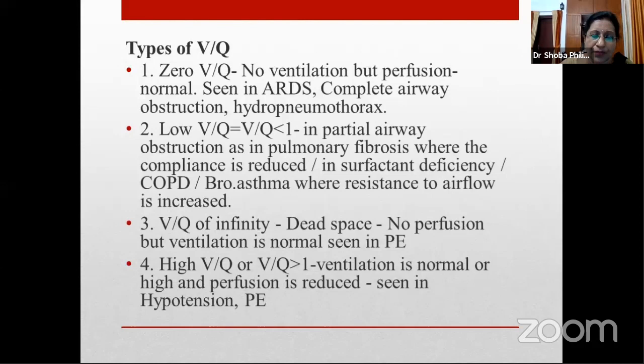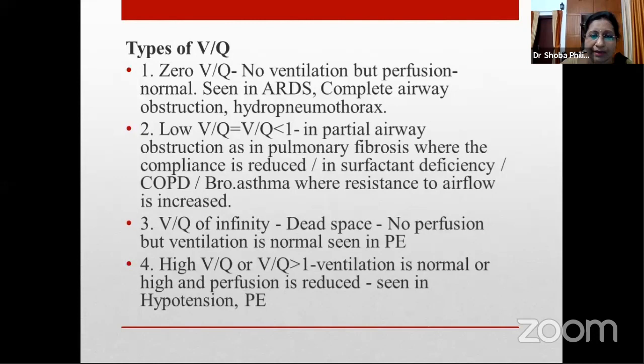What is low V/Q? That means the V/Q is less than one or less than the ideal. That occurs in partial airway obstruction, as in pulmonary fibrosis, because the compliance is reduced, or it can occur when there is a surfactant deficiency, or in COPD or bronchial asthma, where the resistance to airflow is increased. Here, the ratio is less than one.